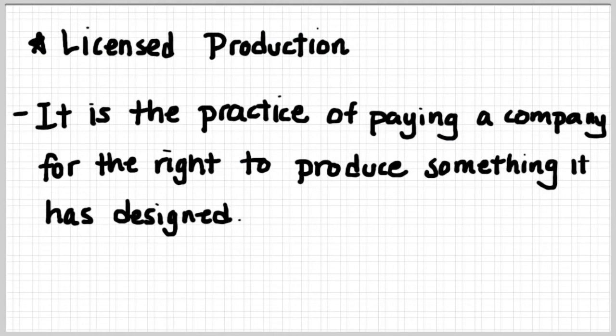Next word in the list and final is licensed production. And a licensed production is the practice of paying a company for the right to produce something it has designed. So license refers to something official, something that has been certified, or it's official, like I just repeated 3 times already.